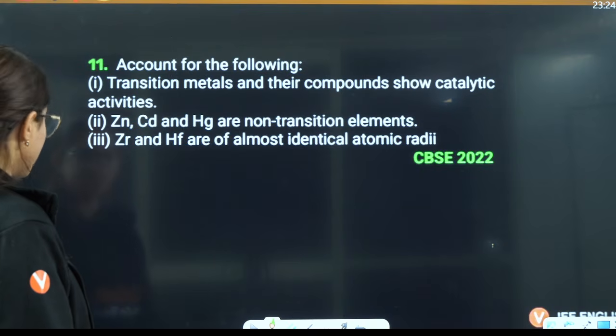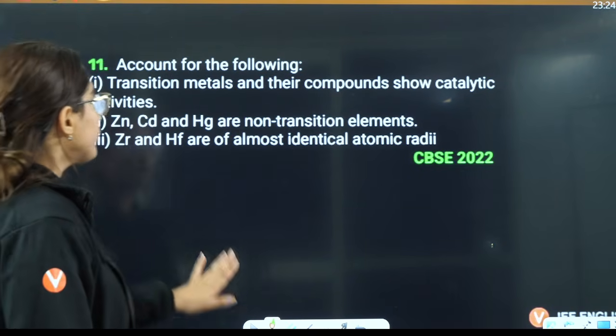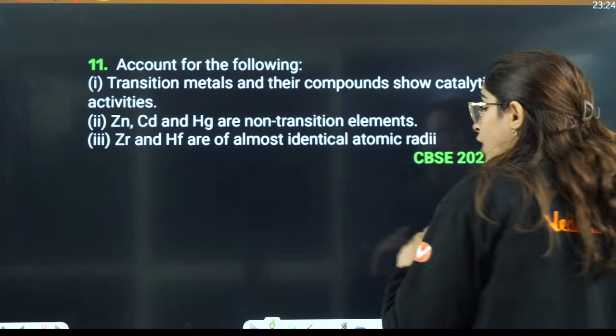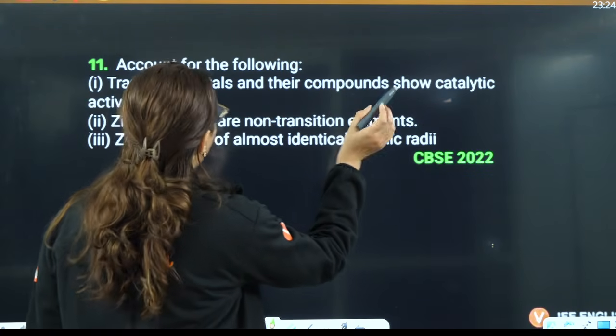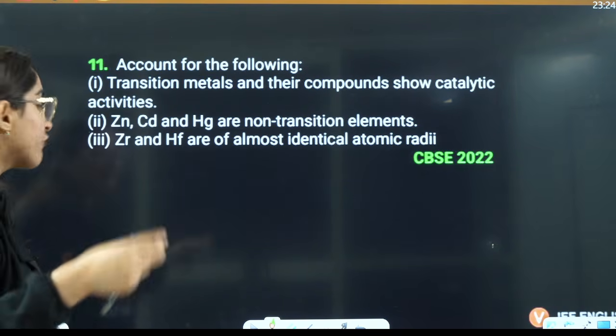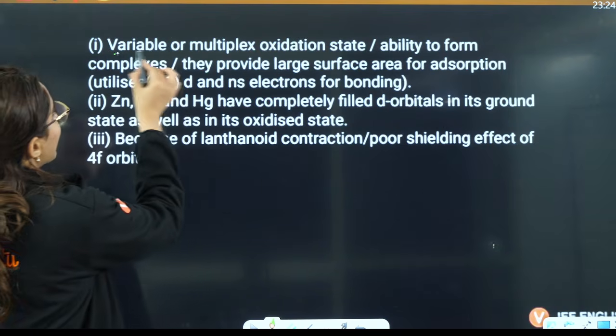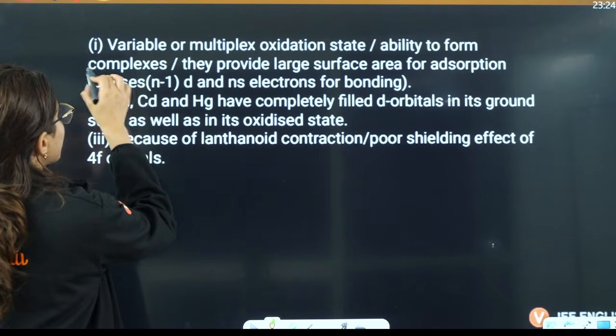Next question, guys: account for the following, a CBSE 2022 question. Transition metals and their compounds show catalytic activities. Again, how? The reason is variable oxidation state, multiple oxidation states, and the ability to form complexes.